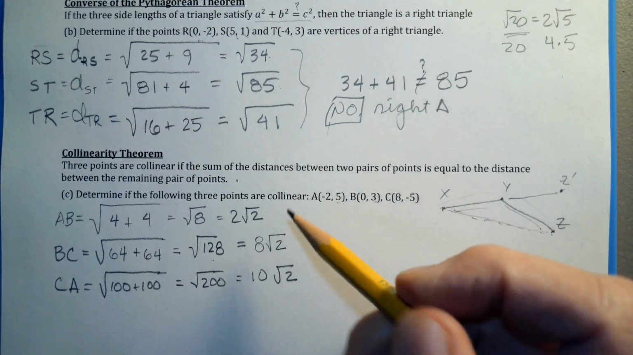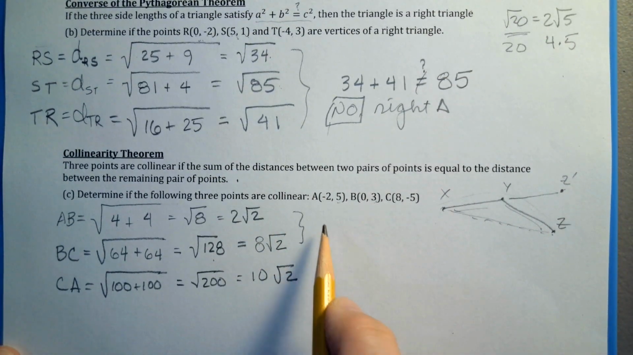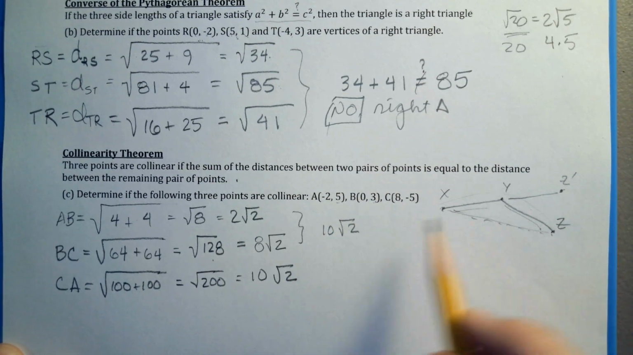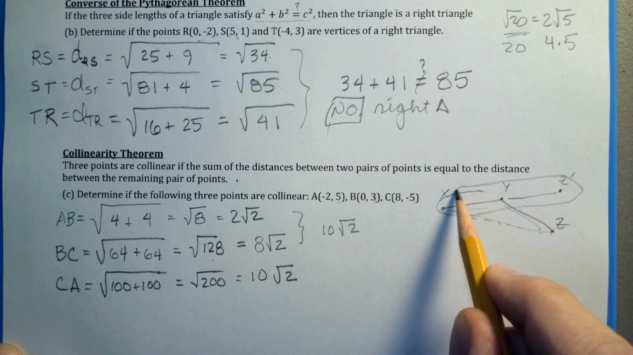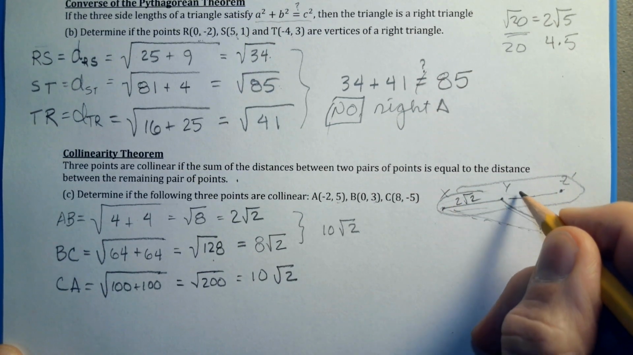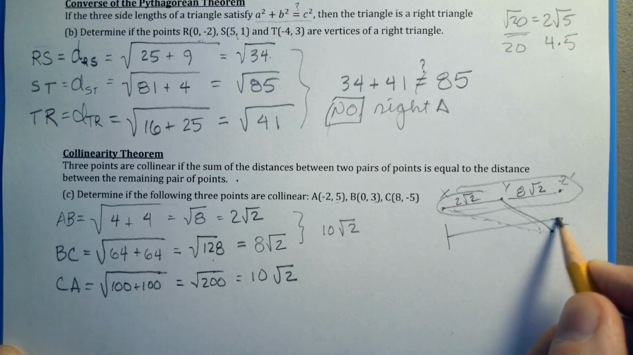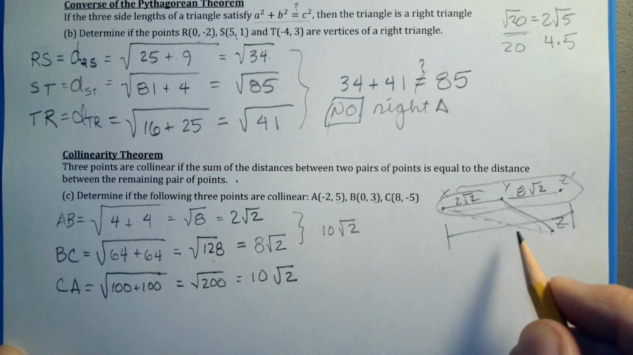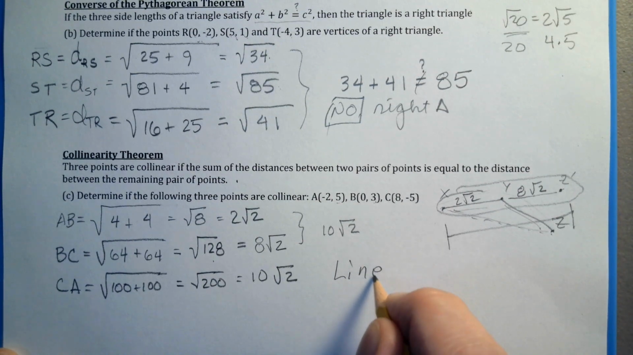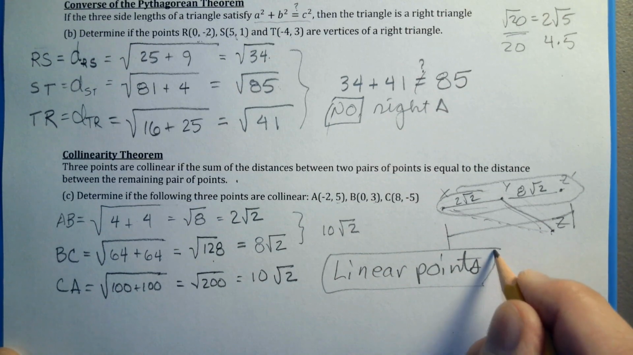All right, so now do the two smallest add up to the largest? And sure they do. Adding these two up gives us 10 square roots of 2. And so that's the same. So it's got to be this situation where the two pieces, this is 2 square roots of 2, and this is 8 square roots of 2, not drawn to scale, obviously. And the distance between the two outer ones is going to be 10 square roots of 2. So yes, they are collinear. The 3 points are collinear points.